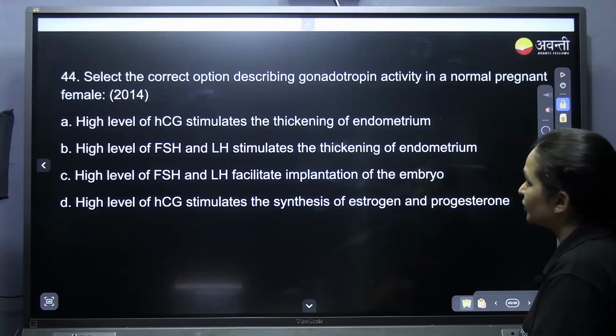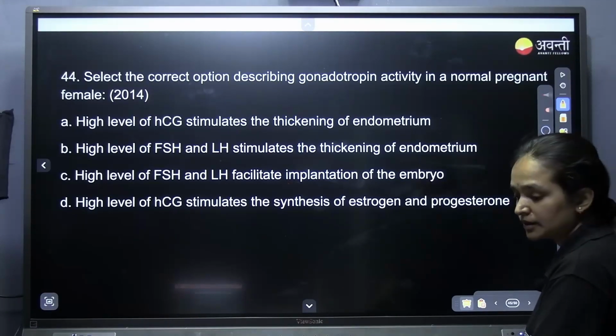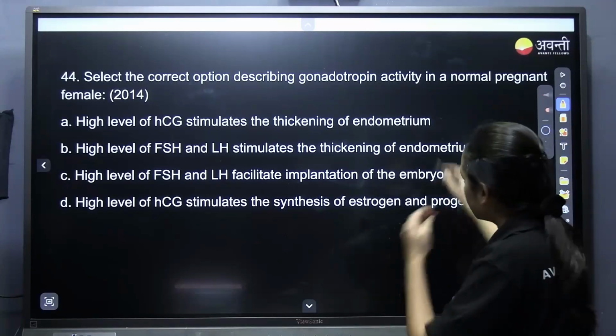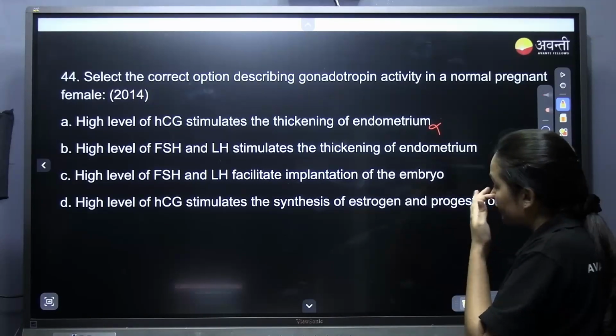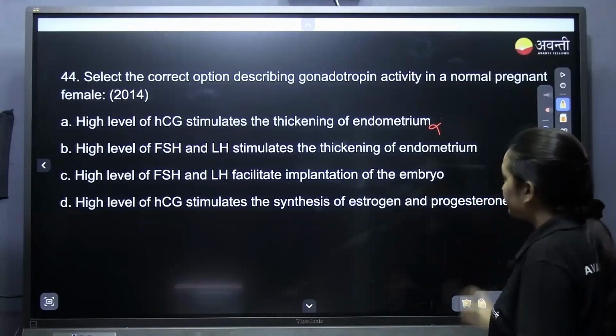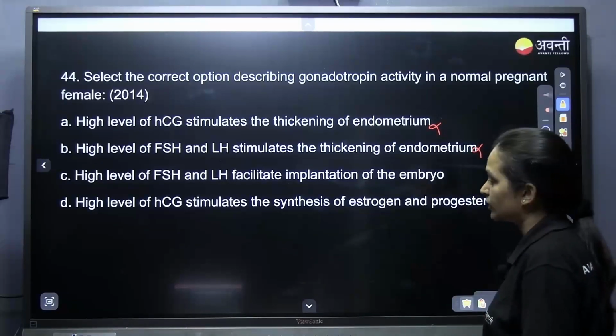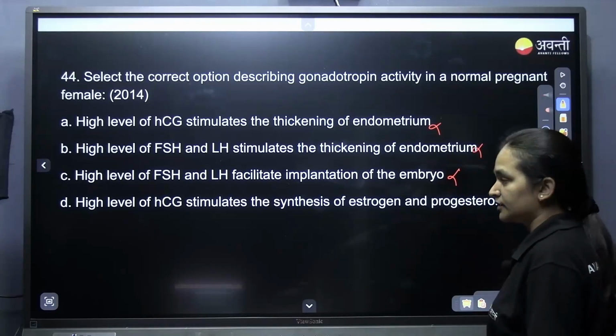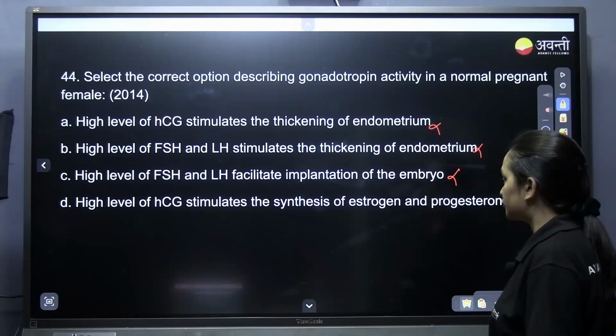High level of HCG stimulates the thickening of endometrium? Thickening of endometrium is done mainly by progesterone. The high level of FSH and LH stimulate? FSH and LH don't have any role here. High level of HCG stimulates the synthesis of estrogen and progesterone.